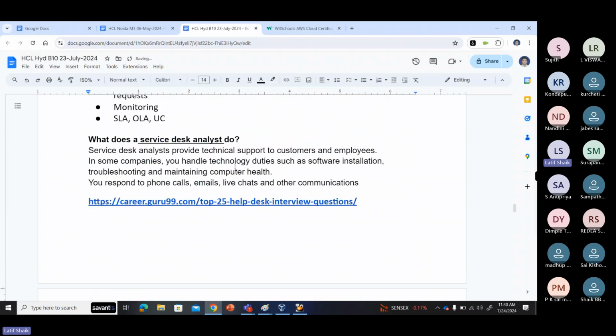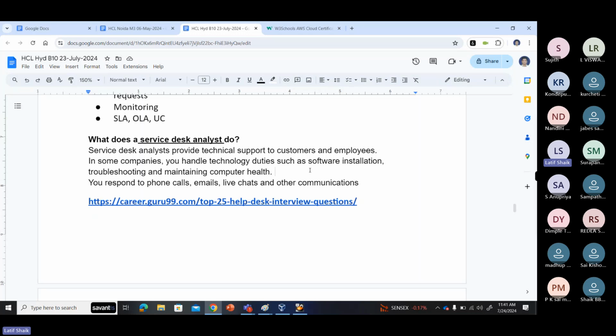Okay guys, here it is. As a service desk analyst, this is the most general sentence. Okay. So what is this? Service desk analysts provide technical support to customers and employees.